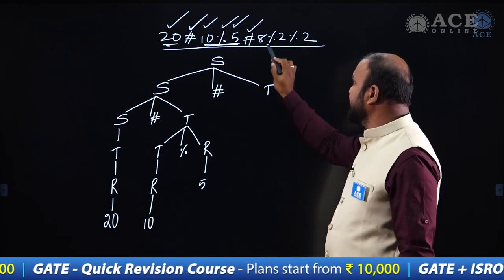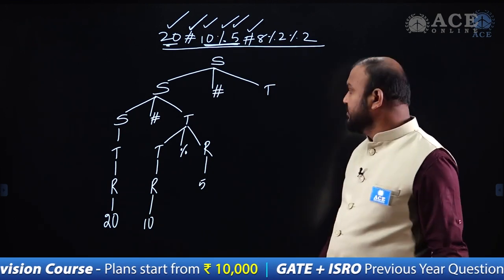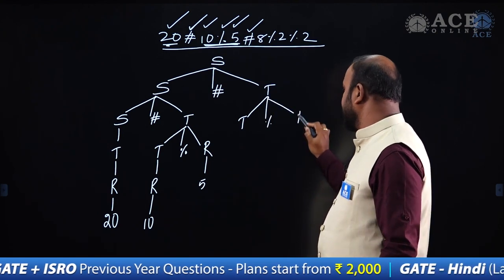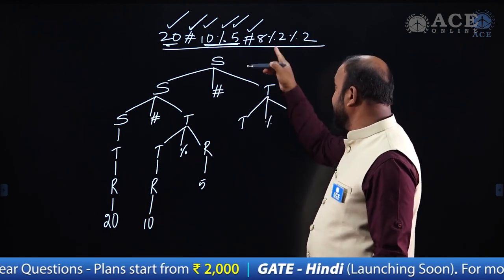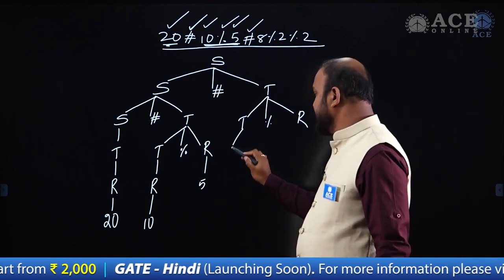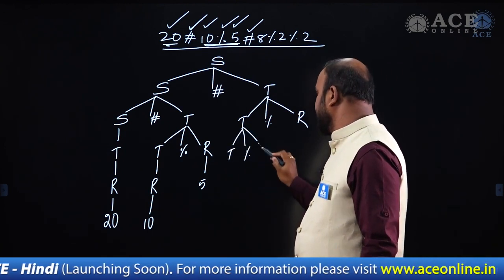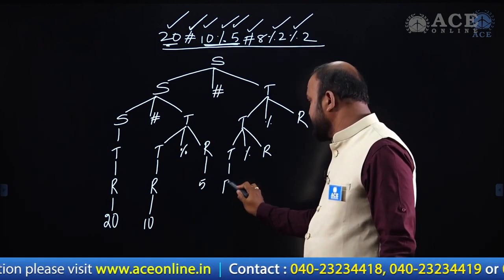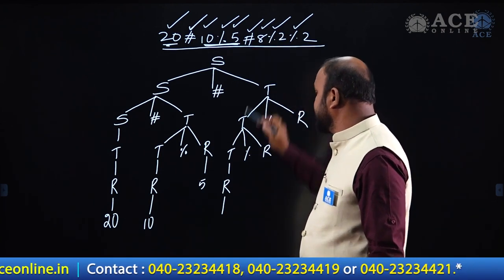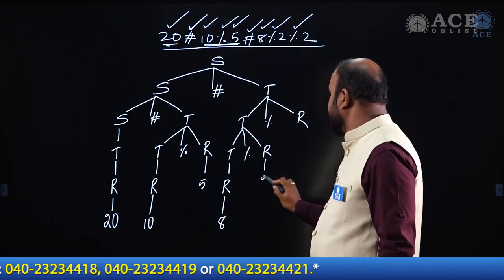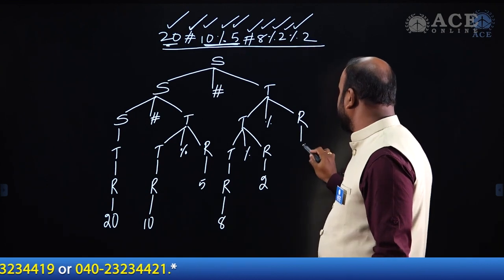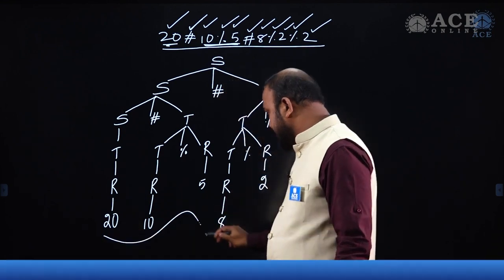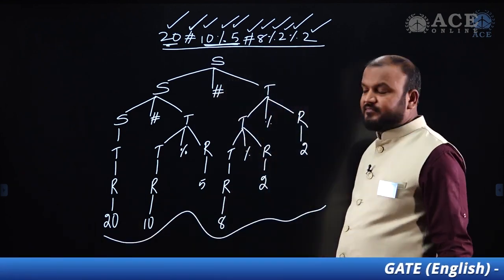Now with T we have to get 8 percentile 2 percentile 2. We have to apply the T production T percentile R. One percentile is derived. We wanted one more percentile, so we go with T percentile R again. So both the percentiles are derived. Now this T should be replaced with R, and R should be replaced with 8. This R should be replaced with 2, and this R should be replaced with 2. Done. So I have derived a parse tree for the input sentence given.